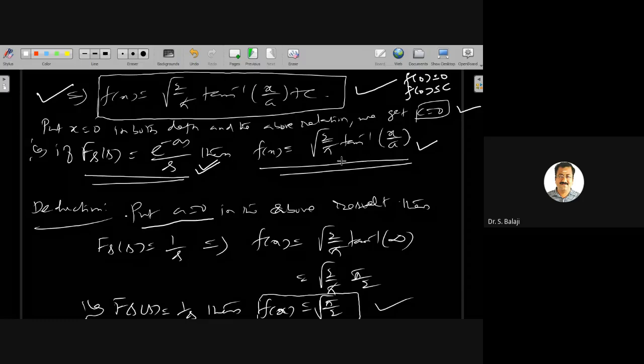Correspondingly, f of x, with a equal to 0: anything by 0 is infinity. Root of 2 pi by a, tan inverse of infinity, tan inverse of infinity is pi by 2. So your answer will be root of pi by 2. If your Fourier sine transform is 1 by s, then its original function is root of pi by 2. This is your answer.